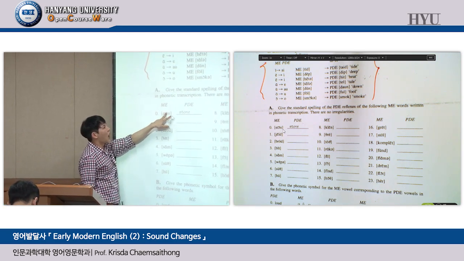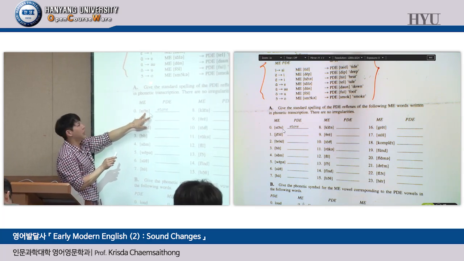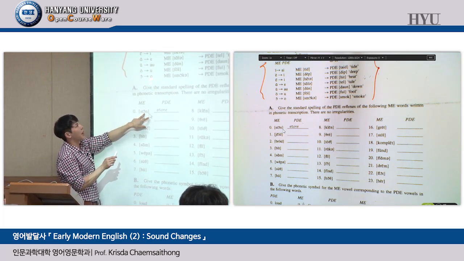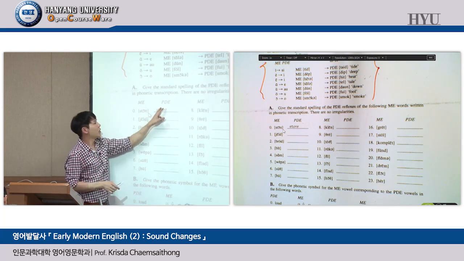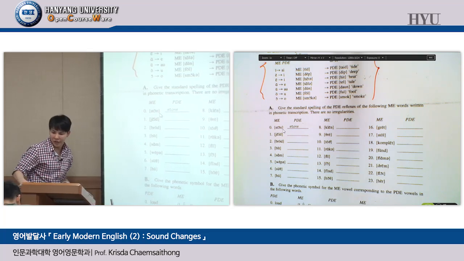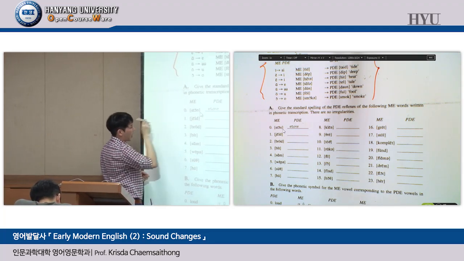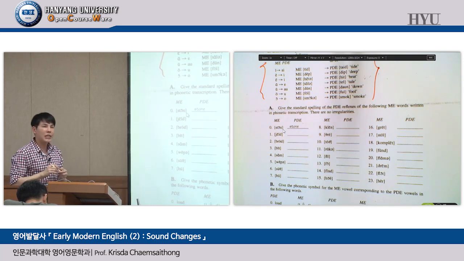So stone, with the vowel aw, should become o. So what word is that? Now you write down the PDE word, S-T-O-N-E, stone, like that. Now let's go over maybe the first three together.